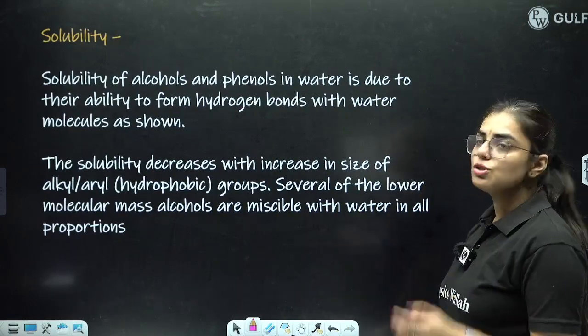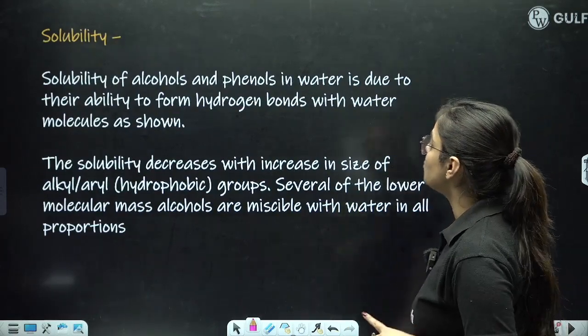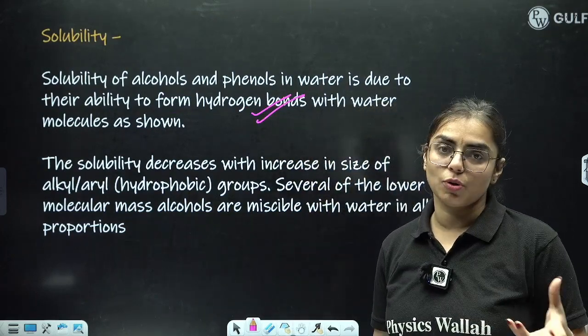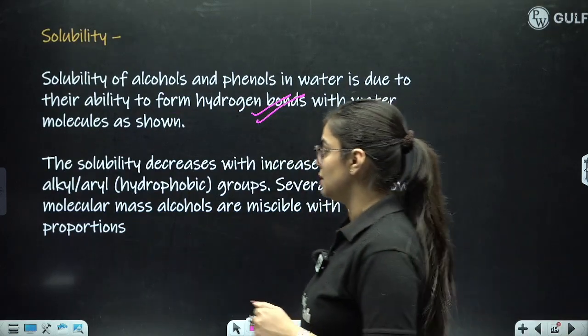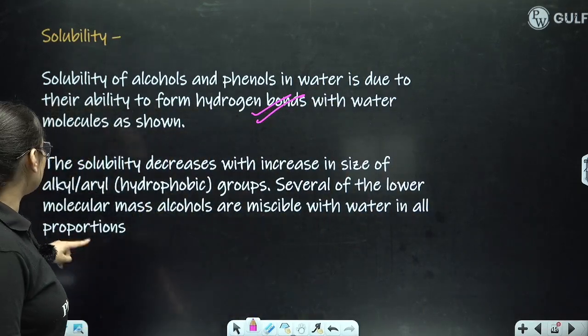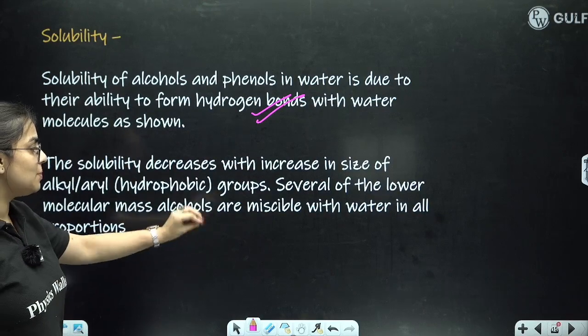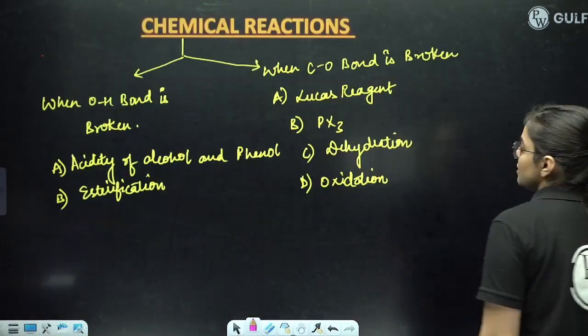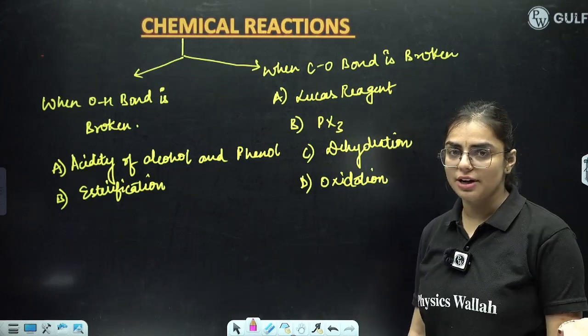Now comes the solubility. Solubility of alcohol and phenol in water is due to their ability to form what? Due to their ability to form hydrogen bonds. They can form hydrogen bonds, so they are soluble. Solubility decreases with increase in size, basically. Several of the lower molecular mass alcohols are miscible with water in all proportions. Clear? This depends upon the hydrogen bonding.